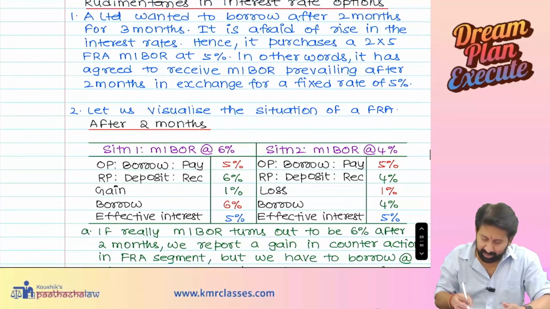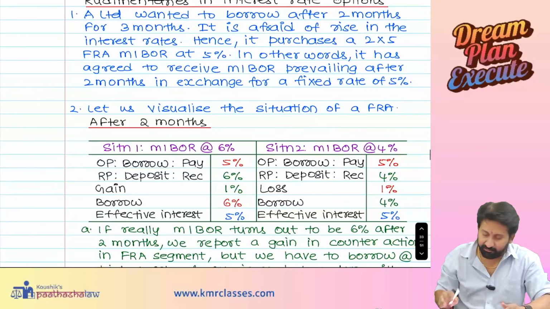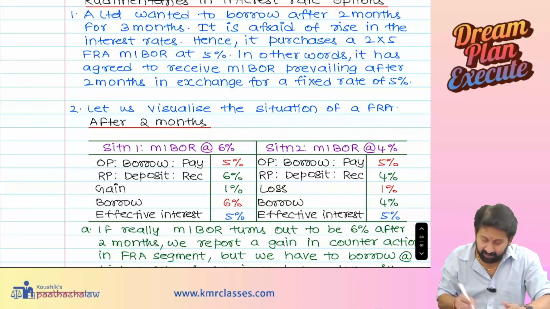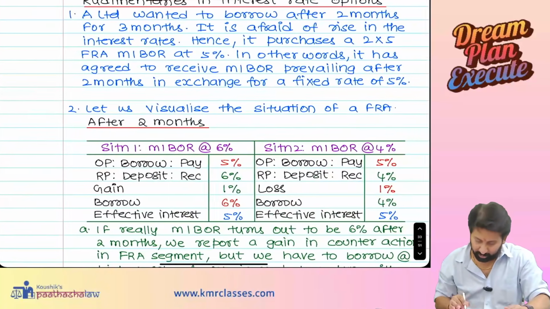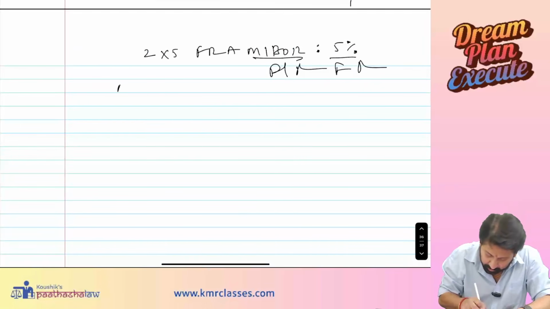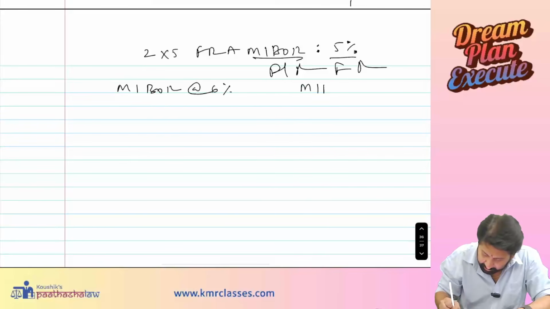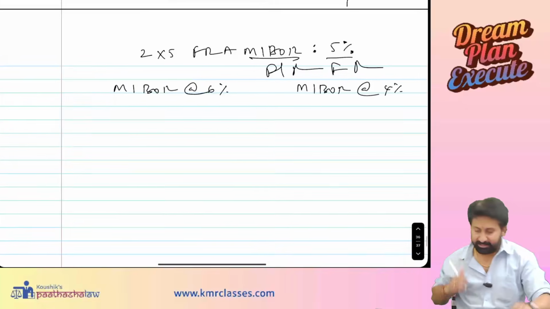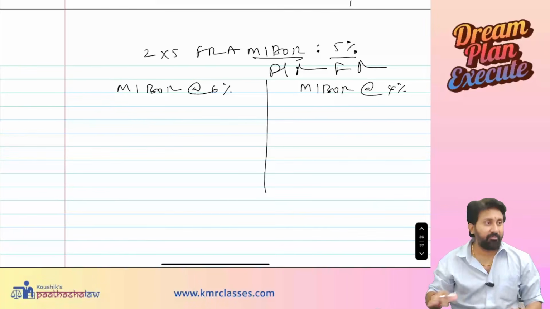See, let us visualize the situation of an FRA. After 2 months, let us take MIBOR 6%, MIBOR 5%, and MIBOR 4%. Okay, now listen carefully what we will do.